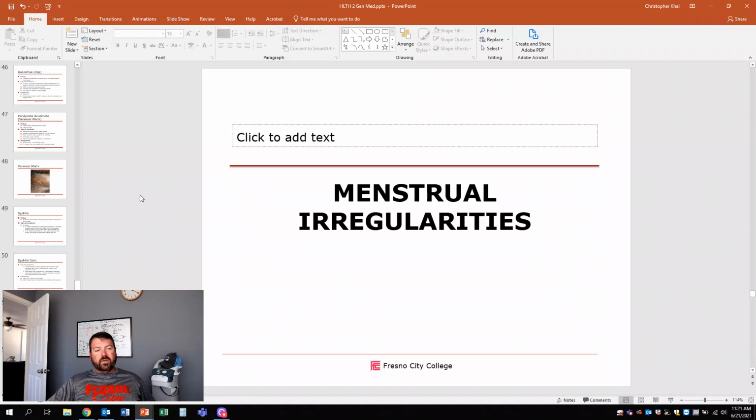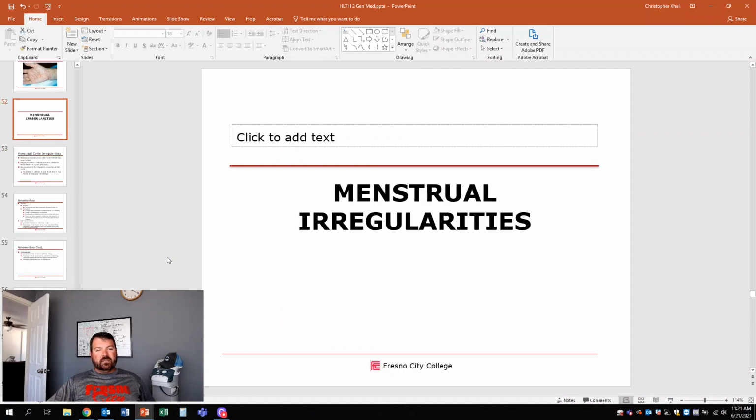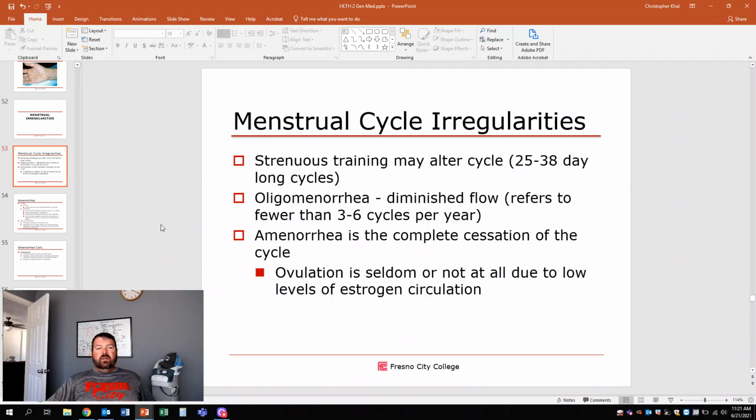All right, menstrual irregularities. Strenuous training can alter the cycles, which are normally 25 to 38 days long. Oligomenorrhea is a diminished flow, referring to fewer than 36 cycles per year. Amenorrhea is a complete cessation of your cycle. So ovulation is seldom or not at all due to low levels of estrogen in circulation.